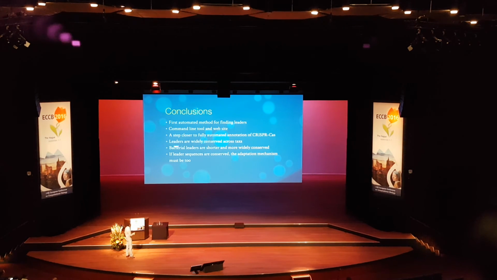And we find that leaders are widely conserved across different bacterial taxa. And the fact that they're so conserved must mean that the underlying mechanism of adaptation must also be conserved. Because the leader was the joker in this whole thing, right? We know about the Cas genes already, the repeats and everything, but the leader was kind of the variable. Now we know the leader is also conserved, so the adaptation mechanism is probably conserved.